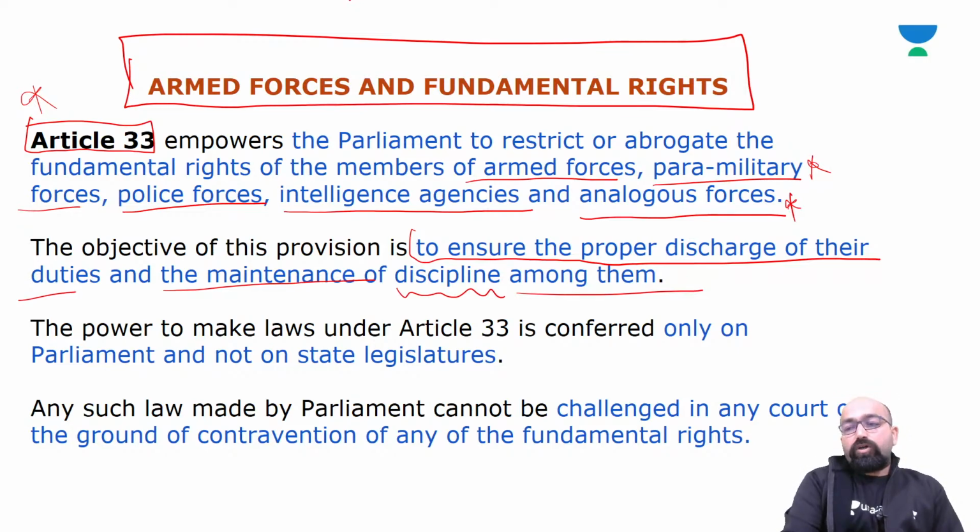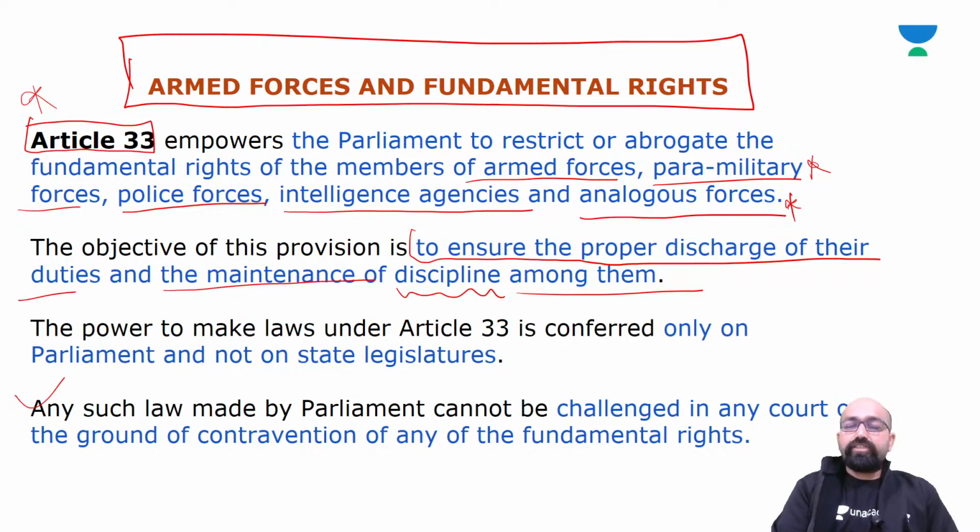Now, the power to make laws under Article 33 is conferred only on Parliament and not on state legislatures. Just write down the point. Next, any such law made by Parliament cannot be challenged in any court on the ground of contravention of any of the fundamental rights. Which means any law made under Article 33 cannot be challenged in any court on the ground of contravention of fundamental rights.